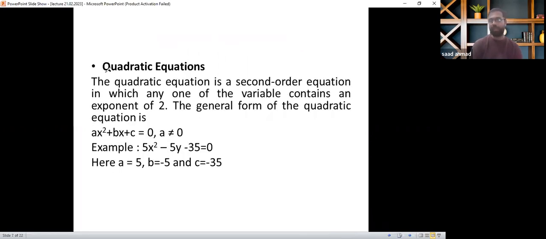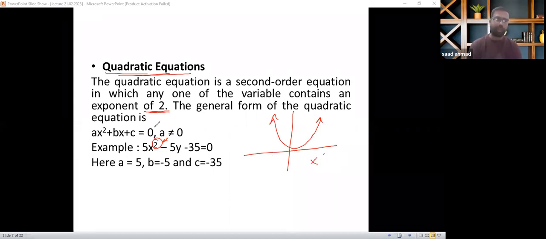The next thing after linear equations is the quadratic equations. These are second degree terms. You see the x squared, it has a second degree term. The exponent is 2. They are like the parabolas. You might have seen a graph like this for parabolas. They are the x squared terms.